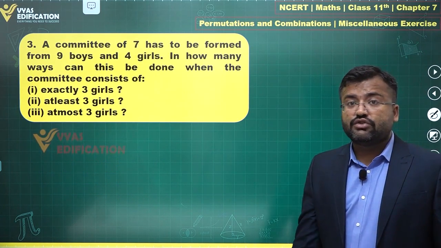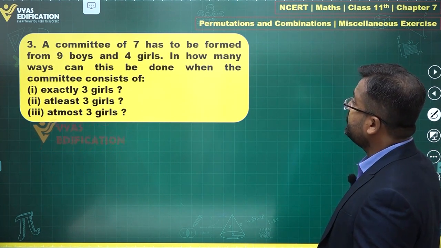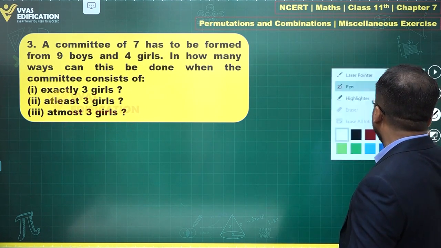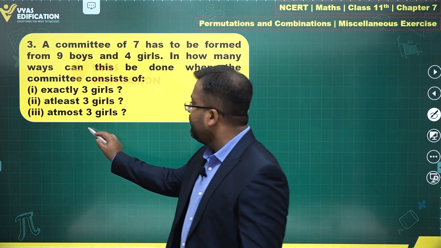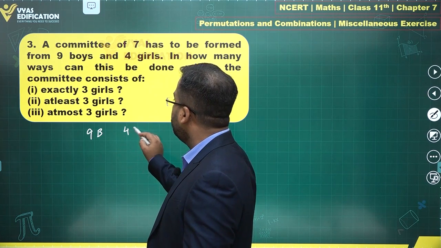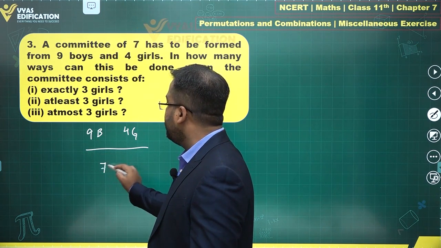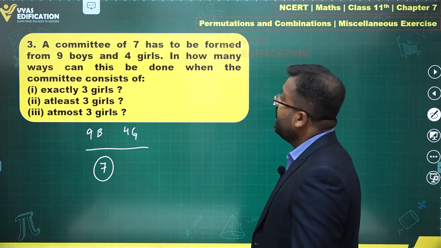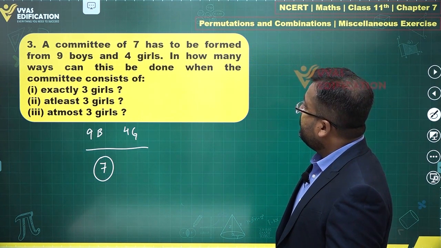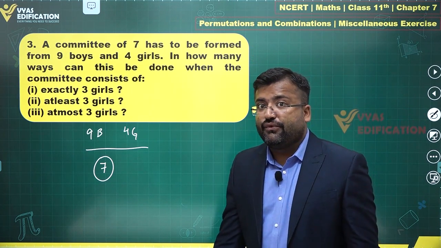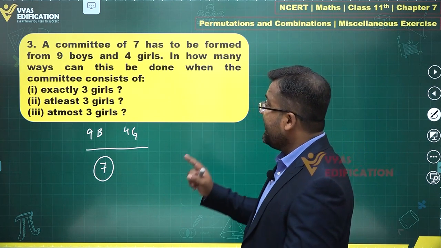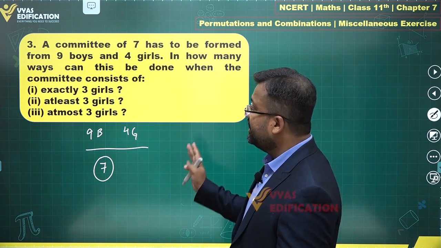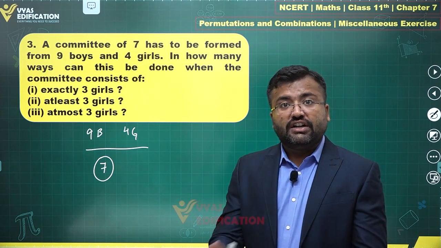Third question. The third question says, a committee of 7 has to be formed from 9 boys and 4 girls. Okay, so you have 9 boys, 4 girls, and a committee of 7 is to be formed. In how many ways can this be done when the committee consists of exactly 3 girls, at least 3 girls, at most 3 girls, or all different parts?